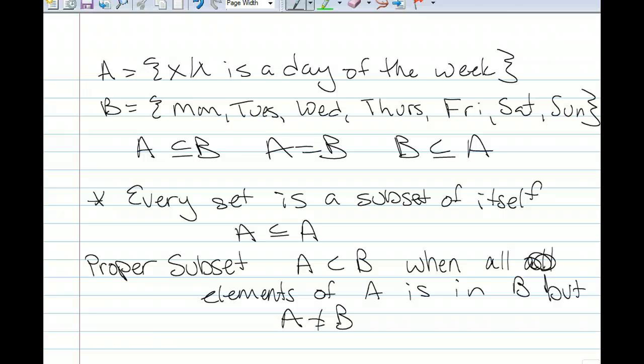What is the difference between adding the line under the greater than or less than sign and not having it? The line says it's possible that it's equal. So this one up here is saying A is possibly equal to B. This one down here says A is not equal to B, but A is a subset of B. So the top one means possibly equal or a subset. Okay.